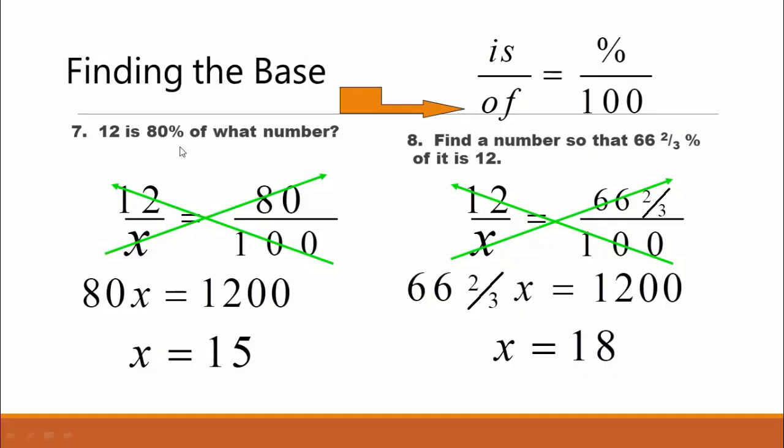12 is 18% of what number? 12 is the part. 18 percent is known. "Of" means total, total or whole. Whole is unknown. So using this formula, x represents the whole, the "of". 12 represents the "is". So 12 divided by x is equal to 18%.